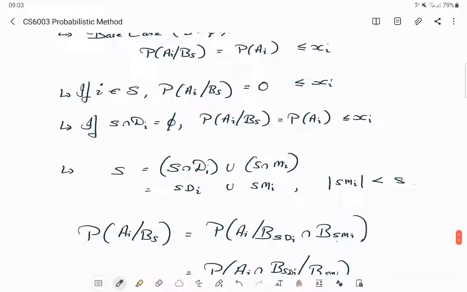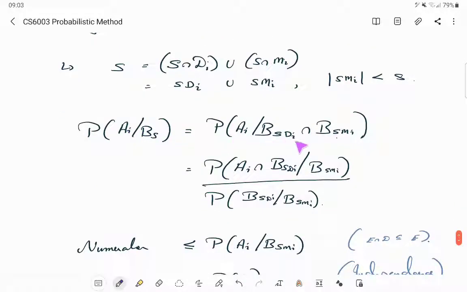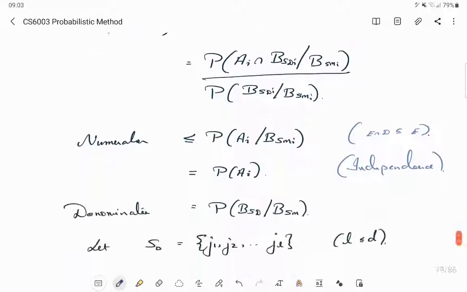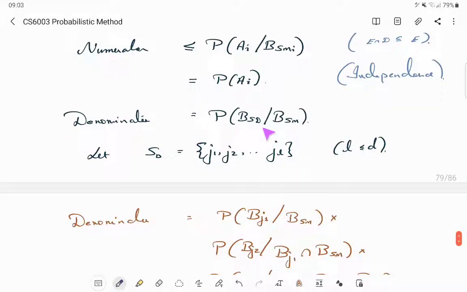We also claim that S intersection Di cannot be empty, because if so, there was an independence here, and this term would be just P of AI, which is within our bounds. So S gets split into SDI and SMI, and hence your conditioning gets split like this. Numerator by denominator, we have seen it twice already. The numerator is upper bounded by P of AI. The denominator is where we will do the calculation differently.